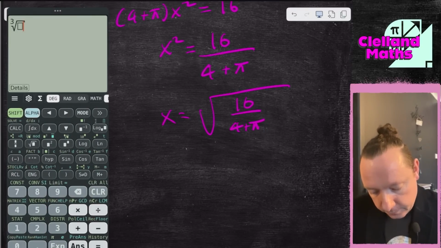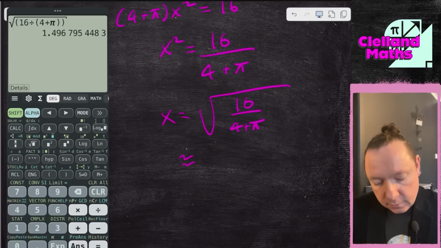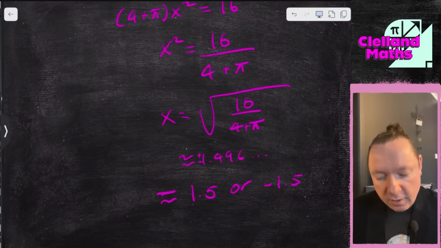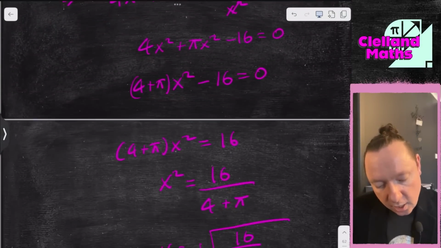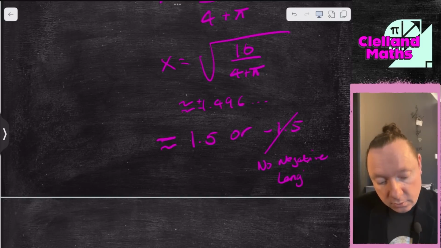Square root of 16 divided by 4 plus pi is equal to 1.496. But we have a plus and minus answer, so that equals roughly 1.5 or minus 1.5. But is minus 1.5 valid? Probably not, because you can't have a negative length. So we just disregard it. I always write it down, but we'll just say we can't have that because you can't have a negative length. Or just write invalid. It's up to you.